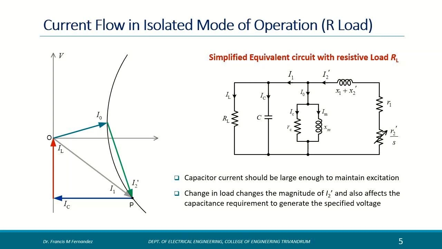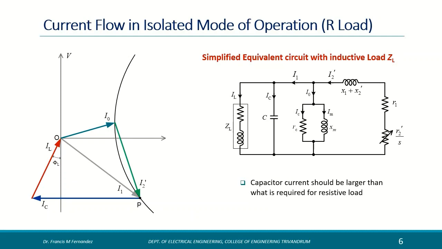There should be a balance between the currents, and if any one parameter changes, it will affect other parameters as well. Any change in capacitor current or load current will also affect the induced voltage. The capacitor current should be large enough to maintain the balance. When there is a change in load, the magnitude of I2 dash changes and the requirement for capacitance increases to maintain specified generated voltage.